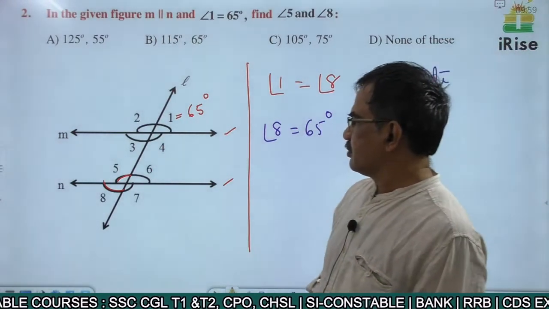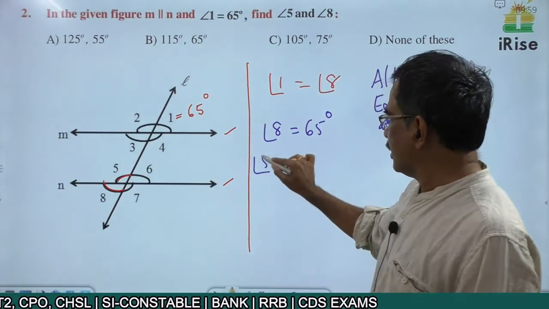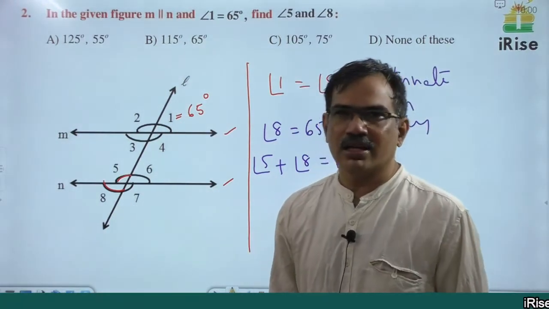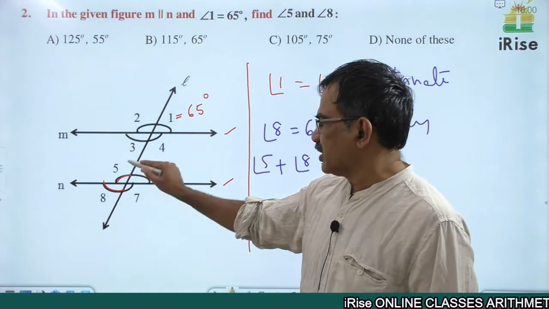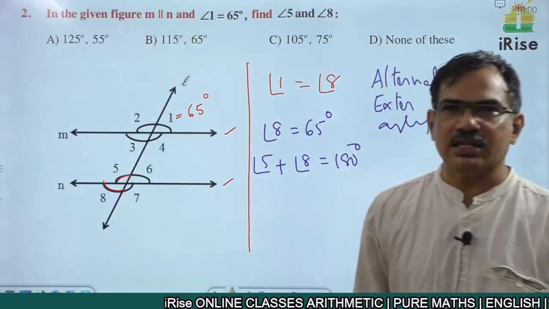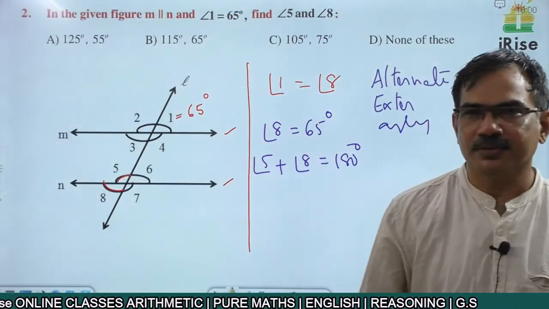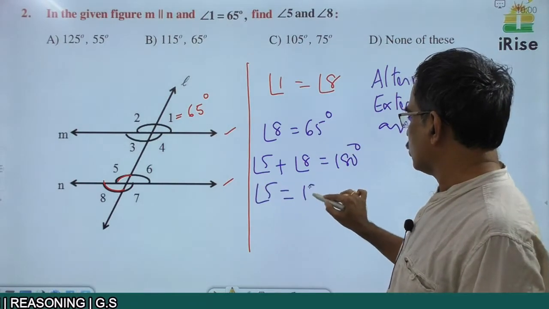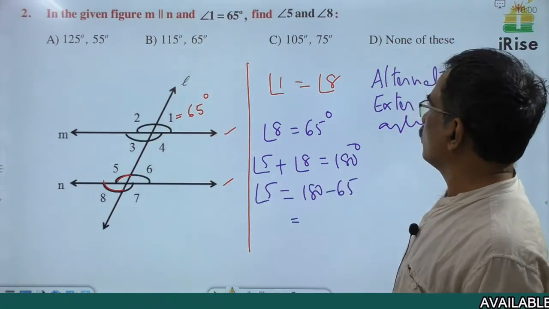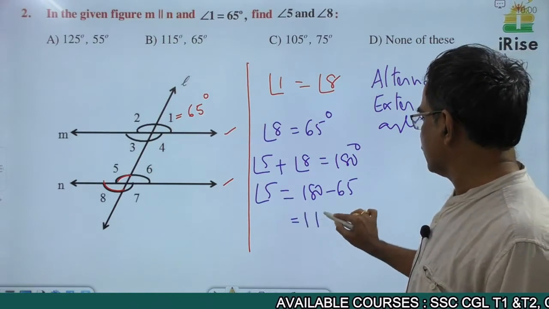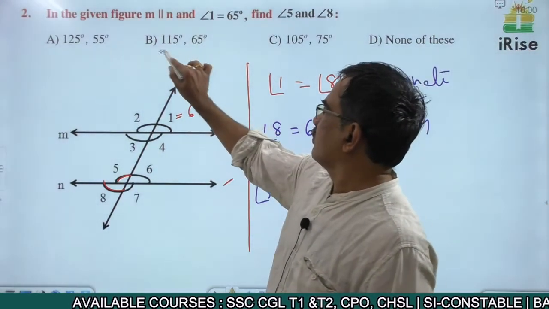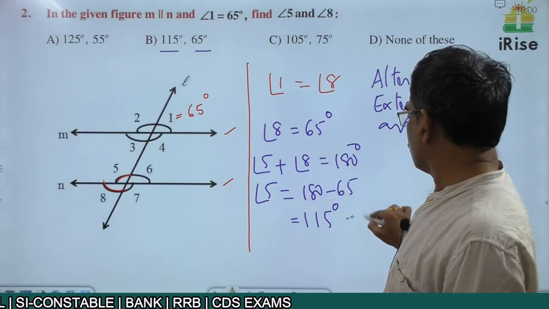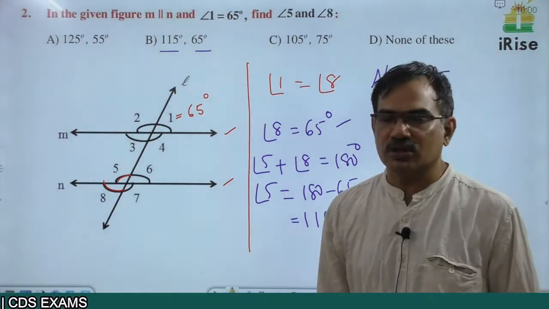Next, angle 5 plus angle 8 is equal to 180 degrees because it forms a straight line. They are called linear pair of angles. Angle 8 plus angle 5 is equal to 180 because they are a linear pair of angles. The sum is 180. They form a straight line. So already angle 8 is 65 degrees. Therefore angle 5 is equal to 180 minus 65 degrees, which is equal to 115 degrees. So the answer is 115, 65. First angle 5 they want, that is 115, next 65. So this is about the question.